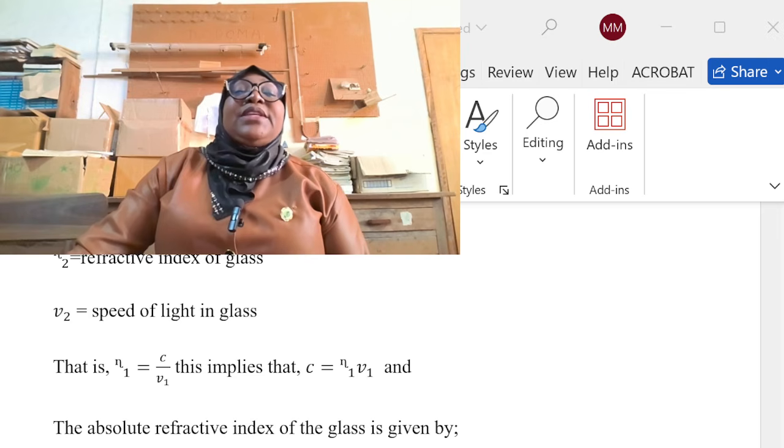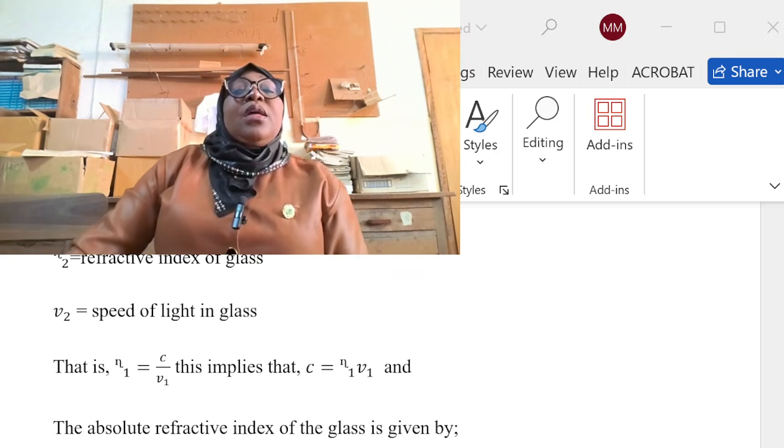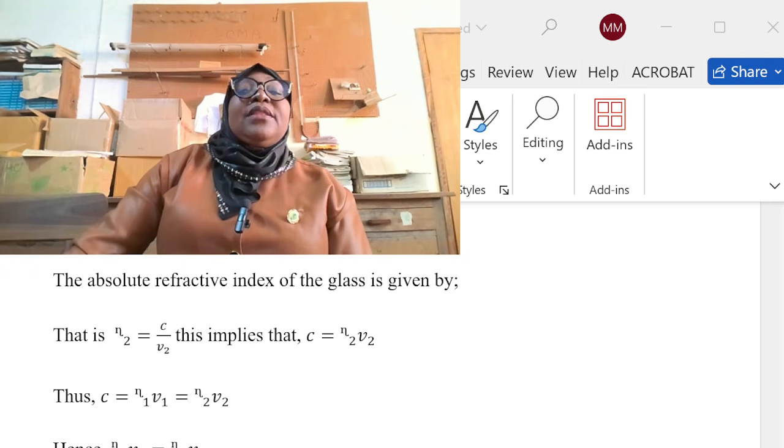Since the refractive index is equal to the speed of light in air over the speed of light in the material, and that material is water now, C over V1 is equal to n1, which makes C equal to n1 V1. That is, the speed of light in air is equal to the refractive index of the water multiplied by the speed of light in the water. For the case of the glass, the result is the same. The speed of light is equal to the refractive index of glass times the speed of light in glass.